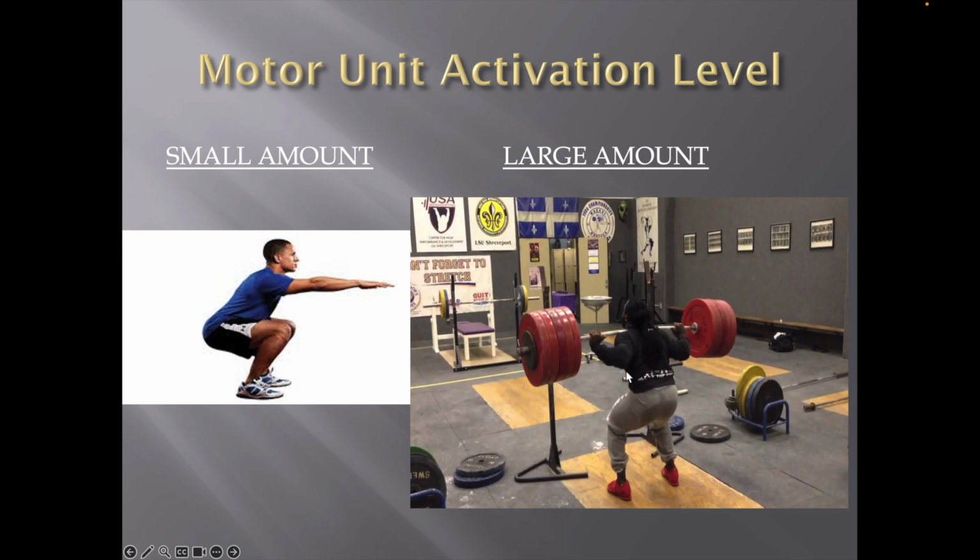However, in a very heavy back squat there are going to be many different motor units active in order to lift this very heavy weight. So lighter weights require fewer motor units to be active, versus heavier weights require more motor units to be active. Similarly, slower movements, for example walking, require fewer motor units to be active, versus faster movements like sprinting require many more motor units to be active.